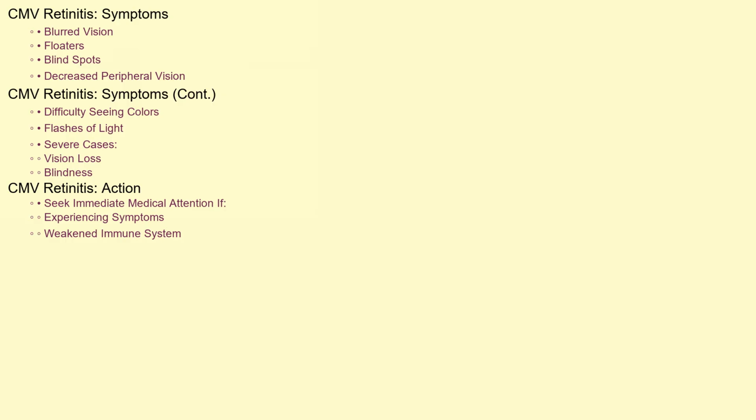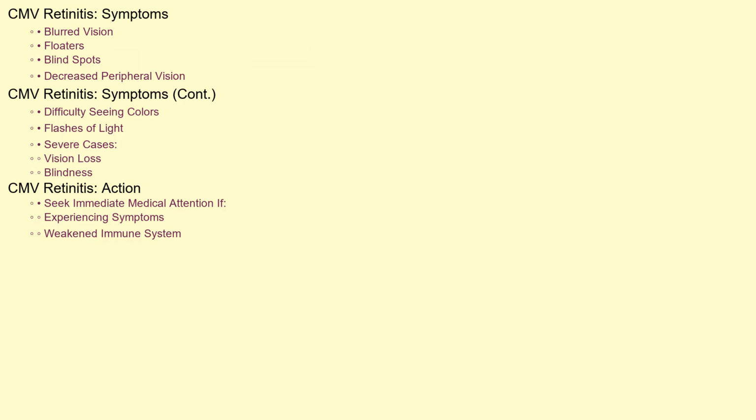The symptoms of CMV retinitis can vary depending on the extent and location of the retinal damage. Common symptoms include blurred vision, floaters, those little spots or specks that drift across your field of vision, blind spots, decreased peripheral vision, and difficulty seeing colors. Some people may experience flashes of light. In severe cases, if left untreated, it can lead to significant vision loss and even blindness.